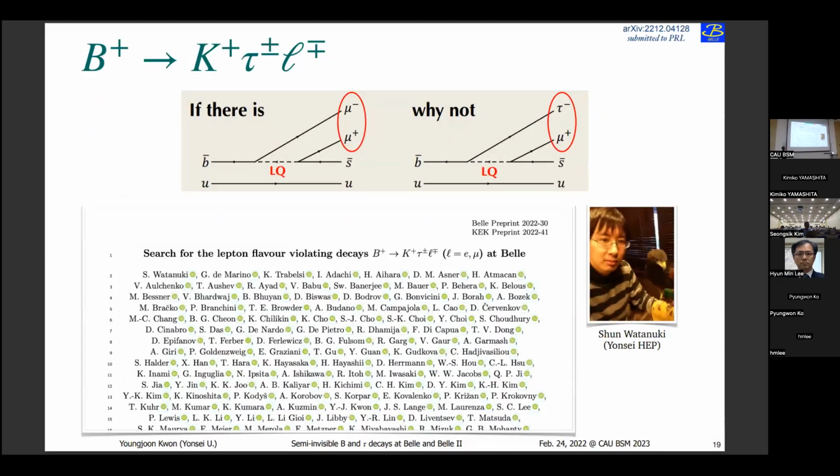Okay, let me move to another paper that came from our group, Dr. Shun Watanuki. I was not involved. It was him and Karim Trabelsi, the deputy spokesperson of Belle II. So together they searched for B2K tau L using the Belle data sample. The basic idea is that until before November last year, people were talking about RK and RK star normally in B2K LL and K star LL. Leptoquark is one of the promising suggestions to explain RK and RK star, so if leptoquark is available, then this kind of lepton flavor violating final state, why not, okay? So that's the main motivation to look for B2K tau L.